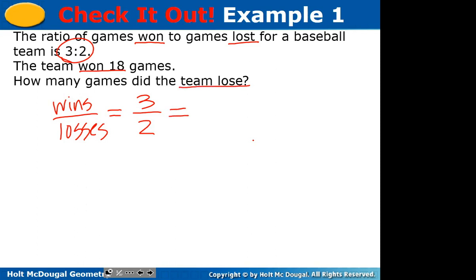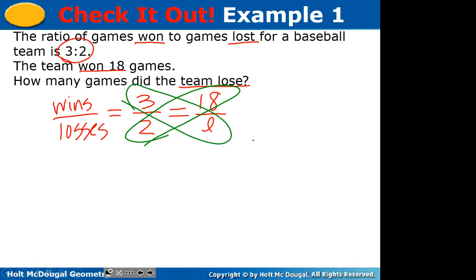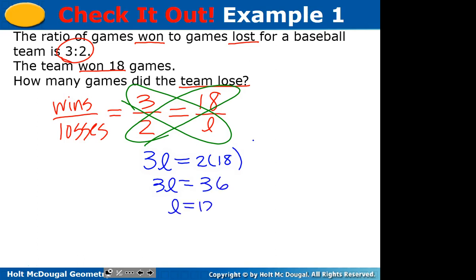So we know the team won 18, so we're putting our 18 on top. And we don't know how many losses, so that's L. We're going to put L there, okay? So again, we're going to do our butterfly here. So we've got 3L is equal to 2 times 18. So 3L is equal to 36, and 3 goes into 36 12 times. So L equals 12. So they had 12 losses if they had 18 wins.